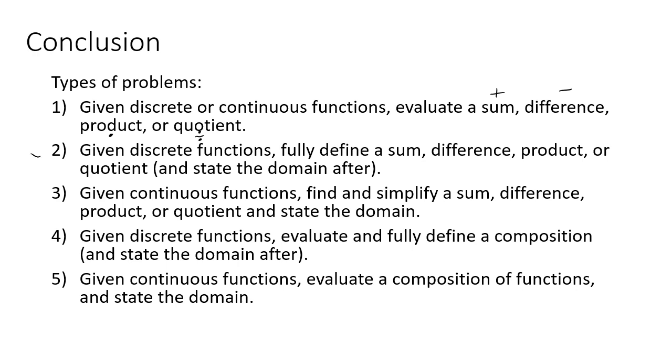On top of that, the second problem type, you should be able to fully define a sum, difference, product, or quotient. So this is basically examples 1, 2, and 3. Right? The third problem type is the same as the second, but with continuous functions instead of discrete. So given continuous functions, be able to find and simplify a sum, difference, product, quotient, and state the domain. And remember, the domain is the intersection of f and g, if that's what you're combining together, or you can find the domain from the unsimplified combination.